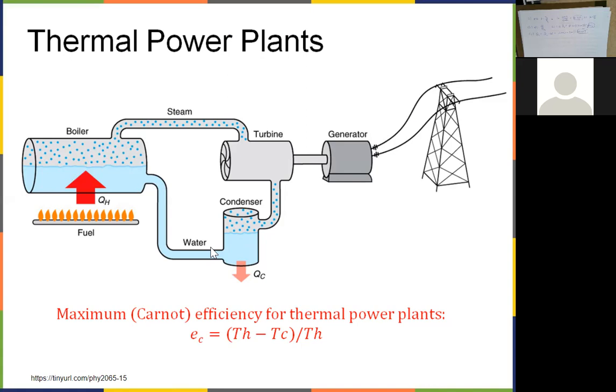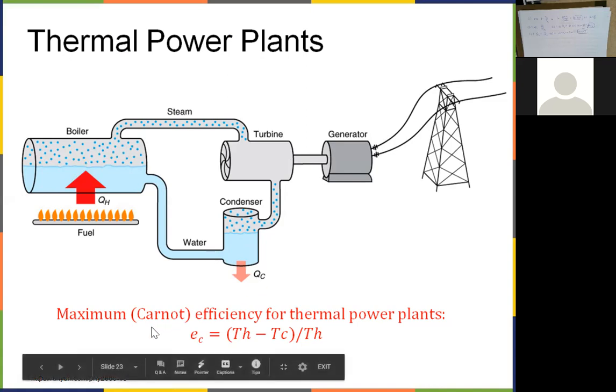So for a thermal power plant, you can calculate the maximum, or Carnot, efficiency by using this equation again. It will be TH minus TC over TH, which is similar to 1 minus TC over TH.